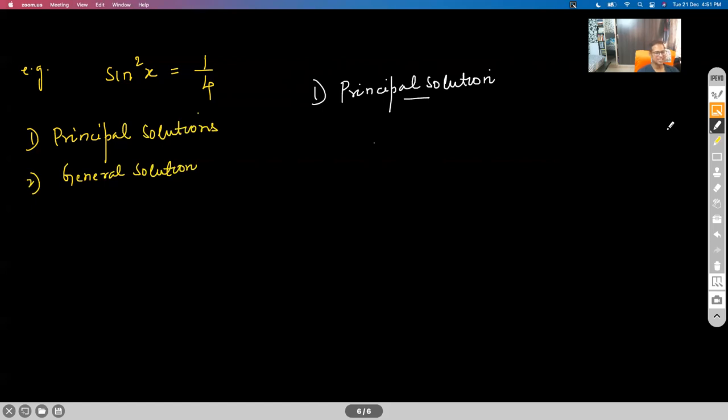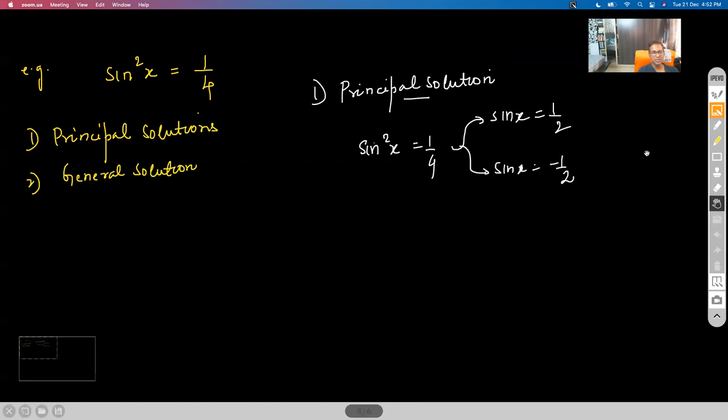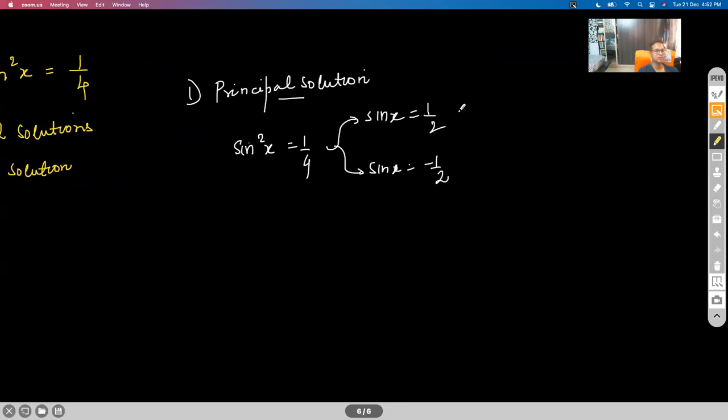Very good. Now, everybody, please pay attention. Sine square x equal to 1/4 is equivalent to solving sine x equal to half as well as sine x equal to minus half. So you will get certain values of x coming from this equation, which is pi by 6, 5 pi by 6. And you'll also get certain values of x coming from this equation, which is going to be 7 pi by 6.